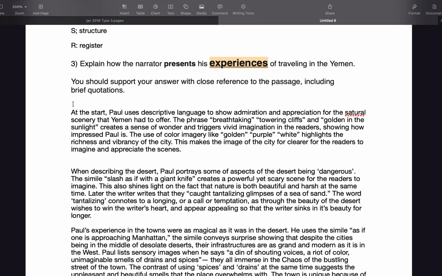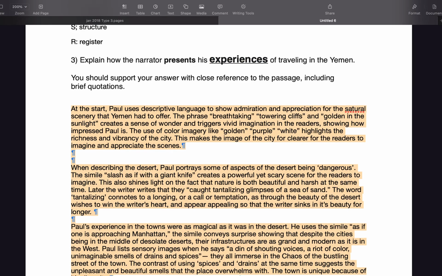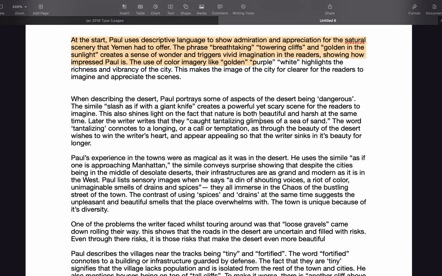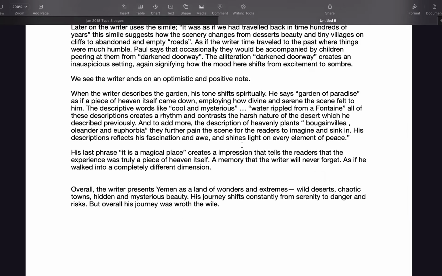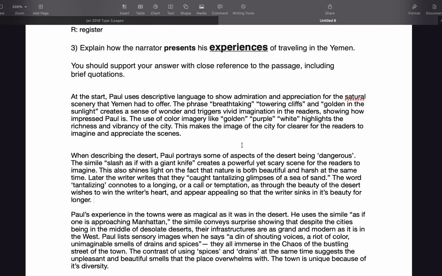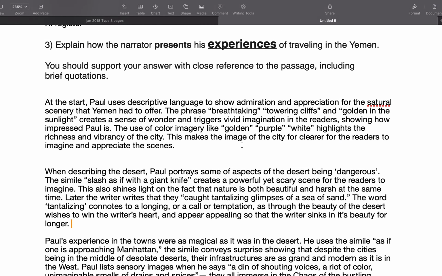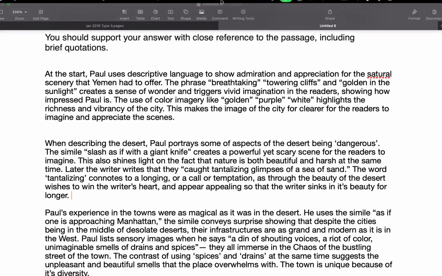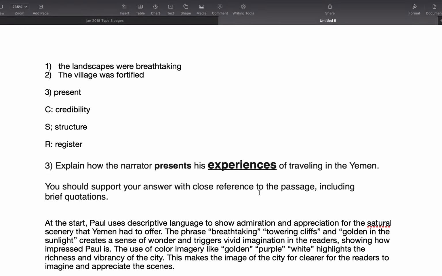We're more interested in how the writer describes his journey in a foreign city that he's never been to, a foreign country. Yemen is a country. So yeah, that is the text for this.